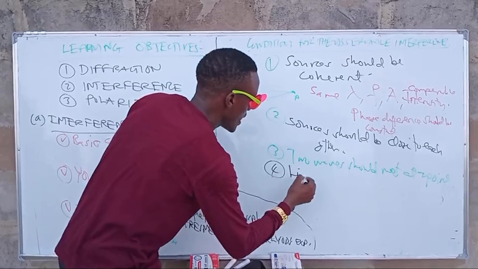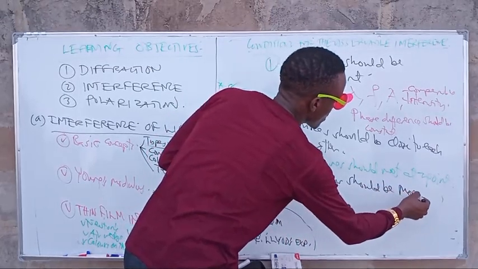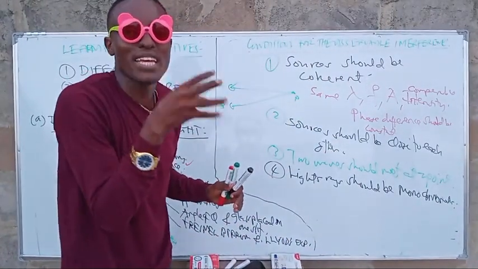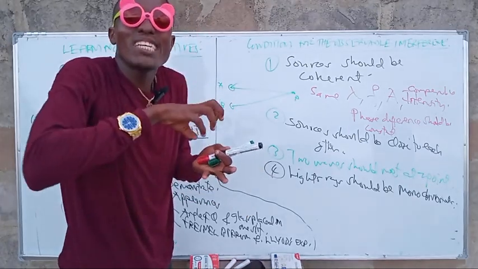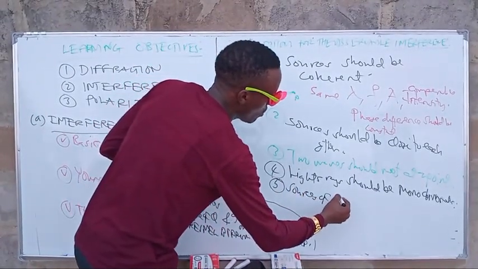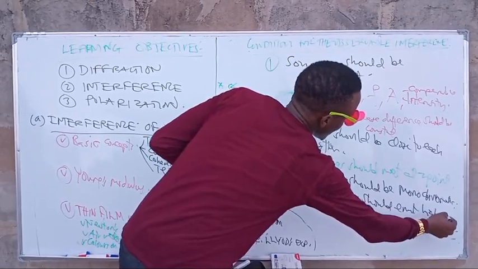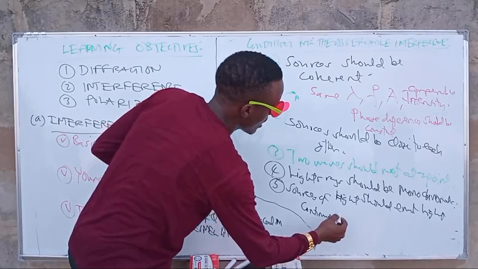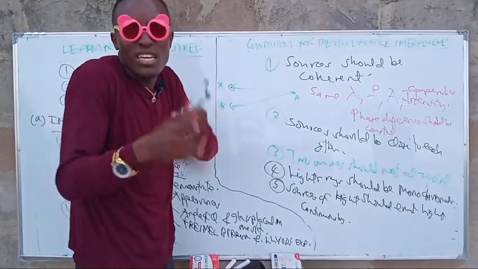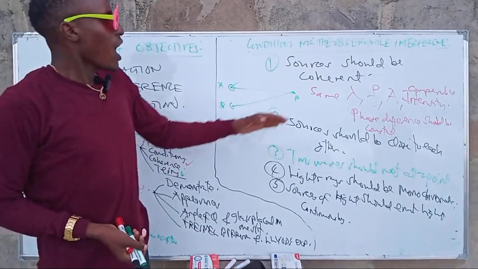So the light rays interfering should be monochromatic. Also, the sources should not be just beeping; they should be continuous sources of light. The sources of light should emit light continuously. If they emit a pulse and cut off, you can't observe the interference, because one will reach first before the other, depending on the coherency of the source.